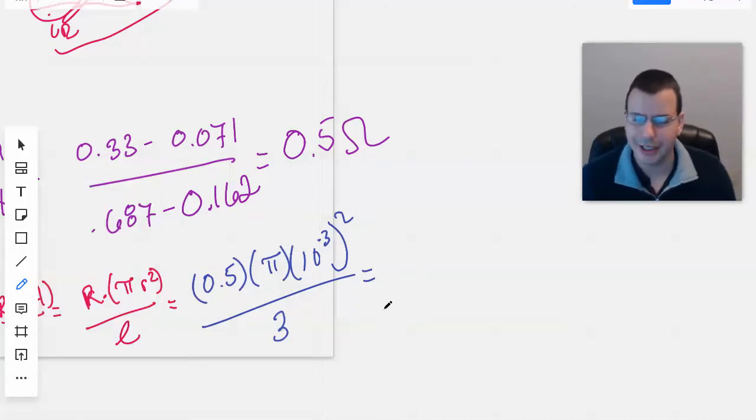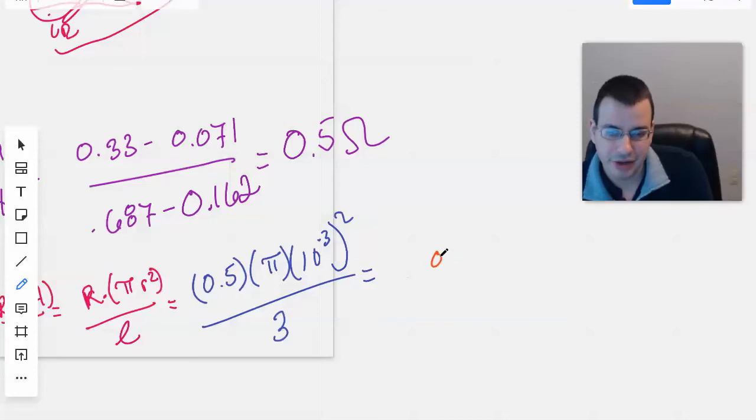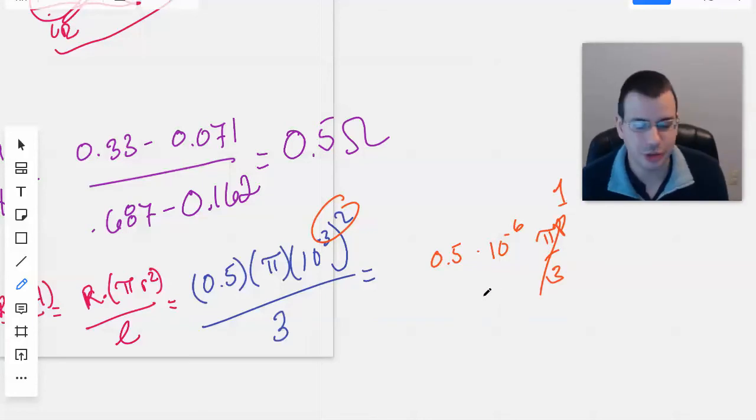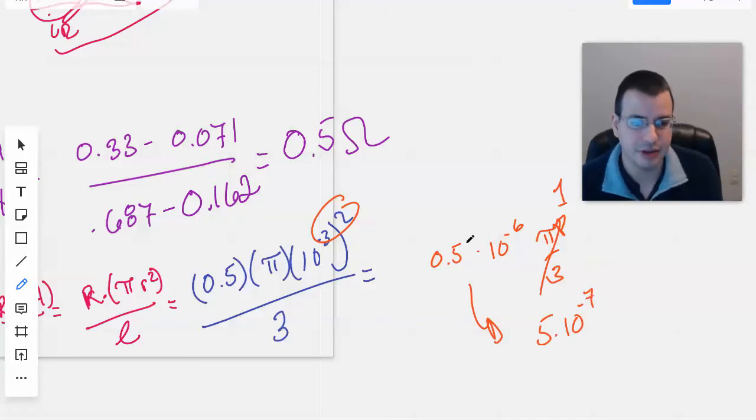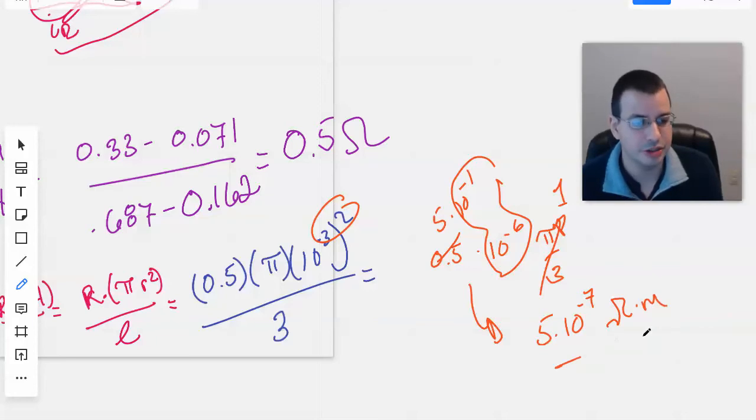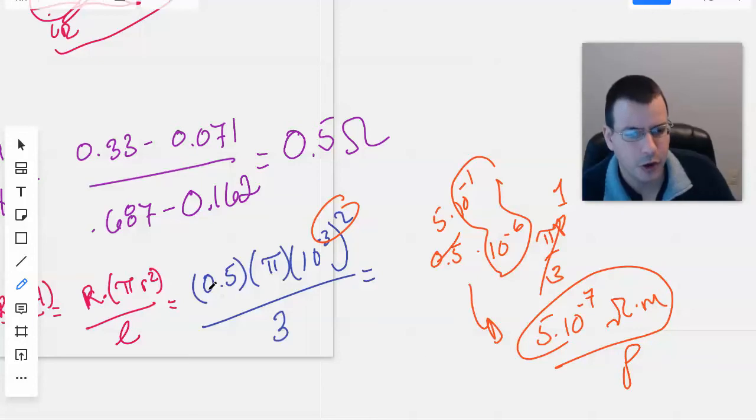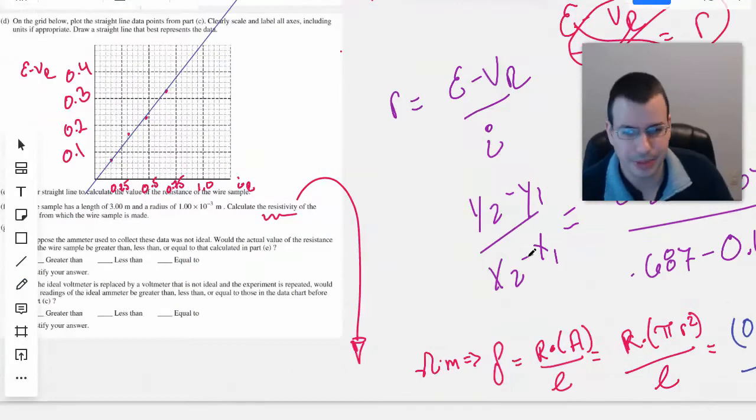So this is going to be a little bit shady. We have 0.5 times 10 to the negative 6, because right here, times pi over 3, which cancels out and gives us 1. Yeah, that's shady. It's okay, I don't care. And then I'm going to rewrite this as 5 times 10 to the negative 7, because 0.5 is 5 times 10 to the negative 1, and 10 to the negative 1 times 10 to the negative 6 is 10 to the negative 7. And this is ohms times meters, which is the resistivity, which I think is normally represented by rho, which kind of looks like a P, but it's not. It's an R.